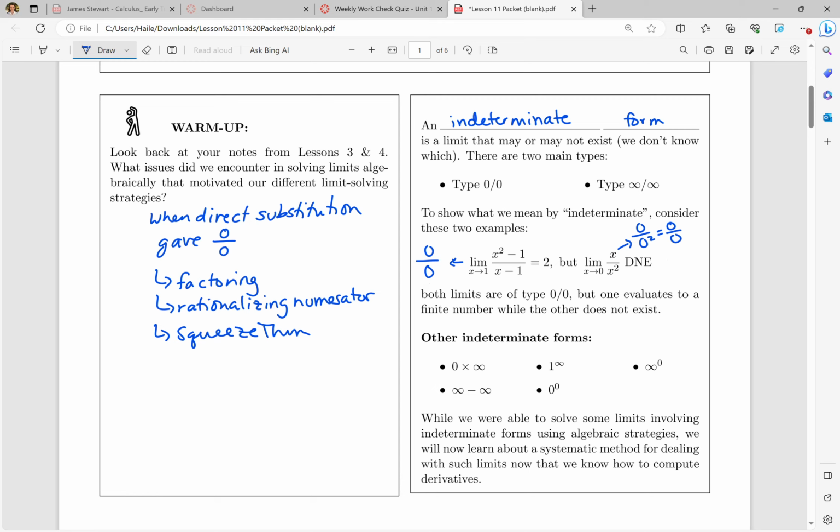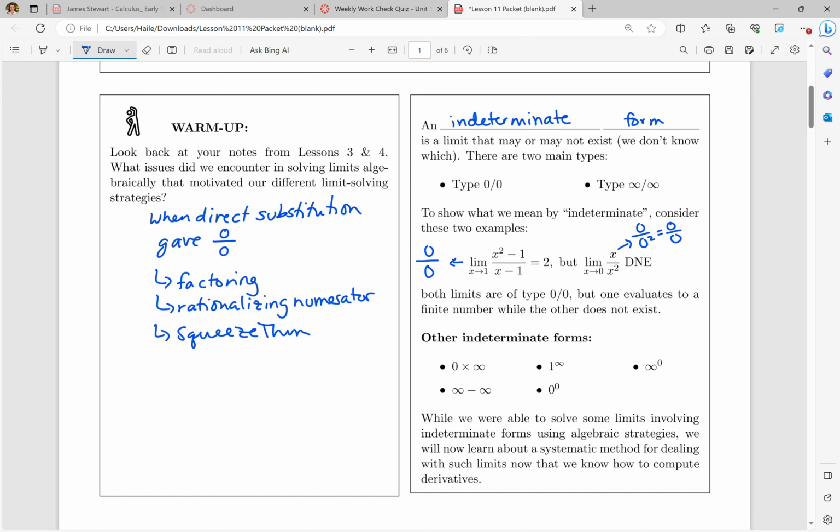When we do direct substitution, we get some kind of expression involving zeros or infinities, and we can't be certain exactly what the answer is just based on what that direct substitution gives us. Some other indeterminate forms that we'll encounter in this lesson are products, so we could have 0 times infinity, infinity minus infinity, 1 raised to the infinity power, 0 raised to the 0 power, or infinity to the 0. Those are our only other types of indeterminate forms.